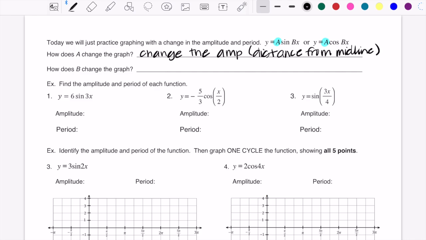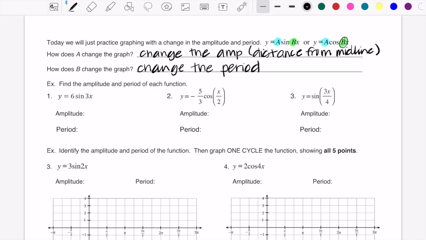Okay, and then how does B change the graph? So the B is right here. The B is the letter B for X. That's what I always tell my students. B is B for X. And B is going to change the period. And so we know the period right now in our parent graph is 2 pi.